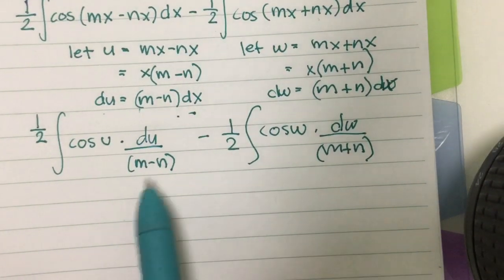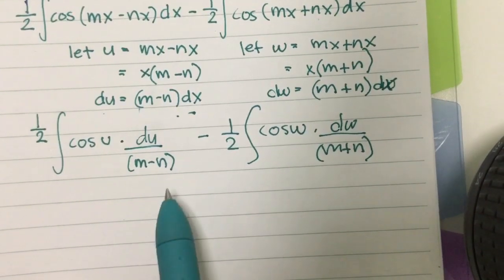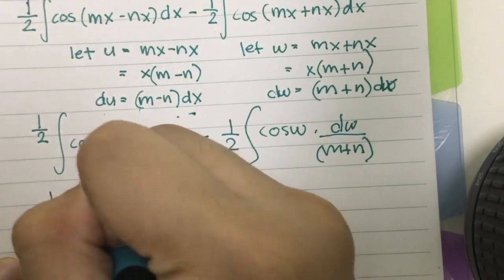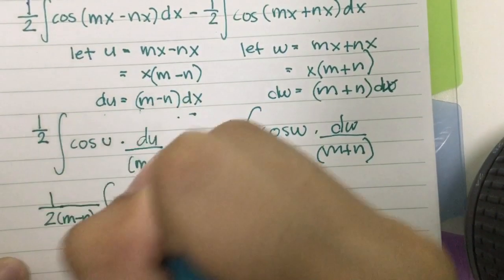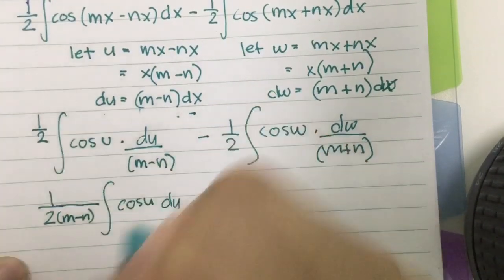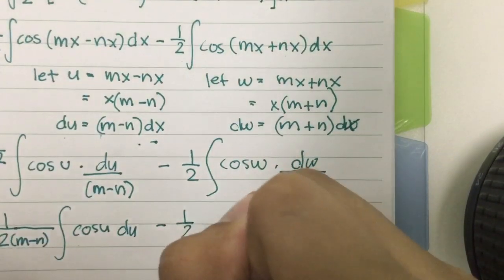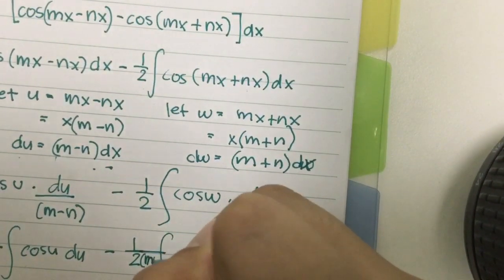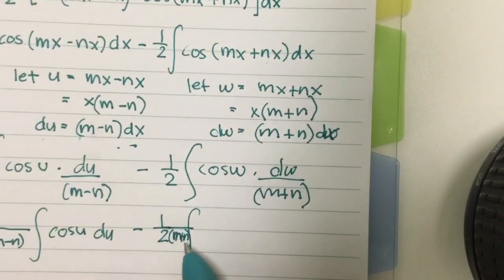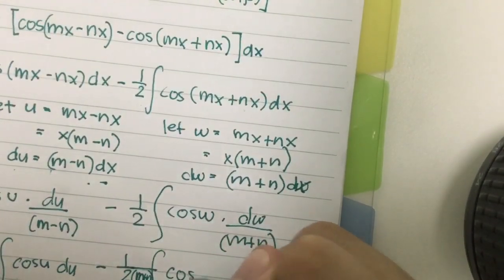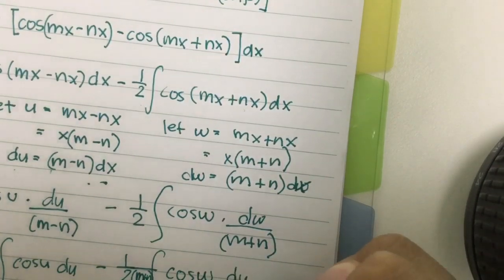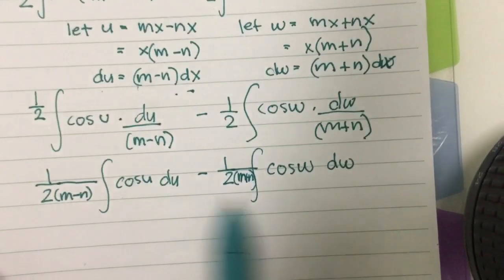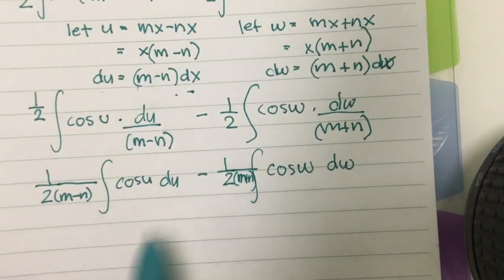Next thing we do is, since m and n are constants, we could bring them out of the integral. That's m plus n, sorry for that. Next up, we integrate our values, since we could easily integrate them already.